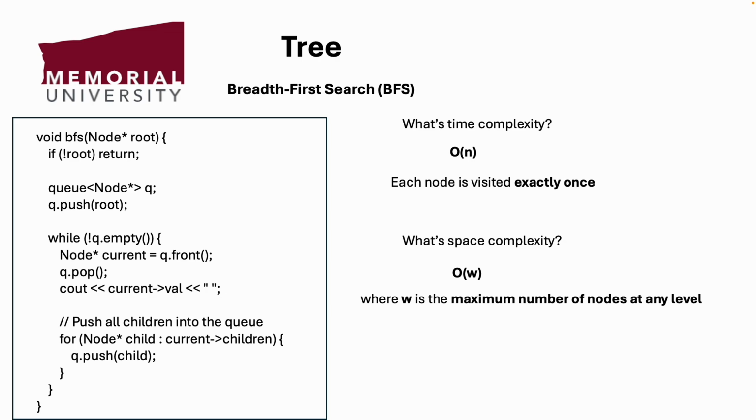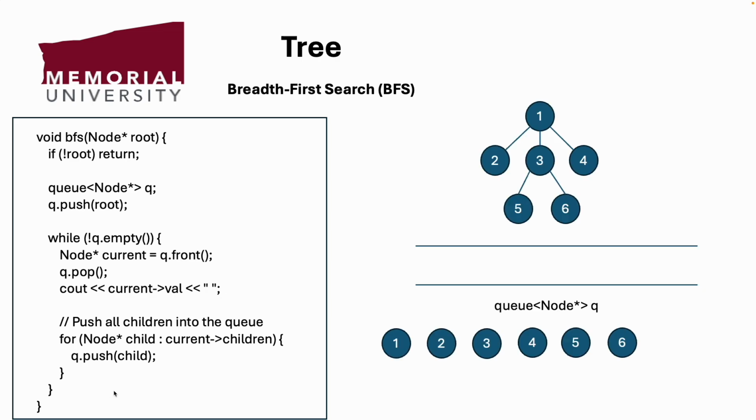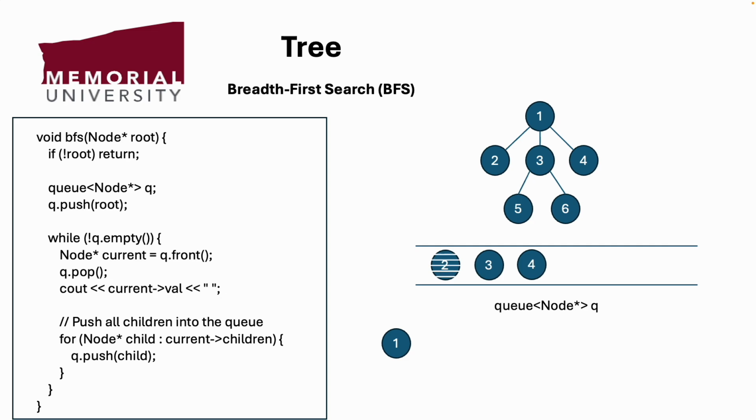In this scenario, we can see what the maximum width is. The second level, right? Second level: 2, 3, 4. So it means the maximum number of nodes stored in the queue. As we can see here, we look at how much space is being used in the queue. Over the entire process, the maximum is 3.